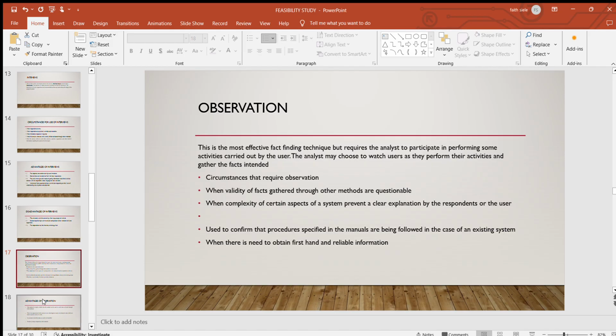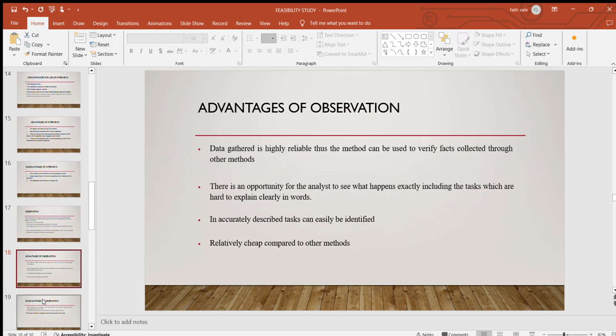We also have advantages of using observation. So let us look at the advantages of using observation. Data gathered is highly reliable. Thus, the method can be used to verify facts collected through other methods. Then there is an opportunity for the analyst to see what happens exactly, including the tasks which are hard to explain clearly using words. Number three, inaccurately described tasks can be easily identified through observation. And then lastly, relatively cheap compared to other methods.